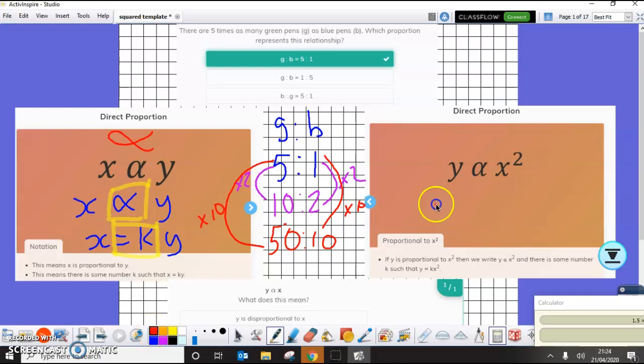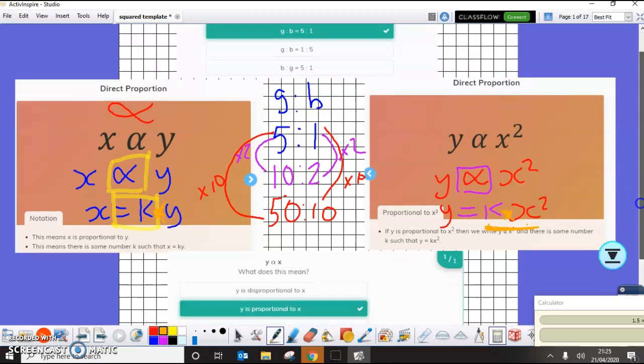Okay, so y is directly proportionate to x squared. So if I replace that sign with equals k, and I write the rest down, y equals k of x squared. And if you think, there's no sign in between these two individual terms, so there is actually a times sign there. So that's like k times x squared. This will be important as we come down.